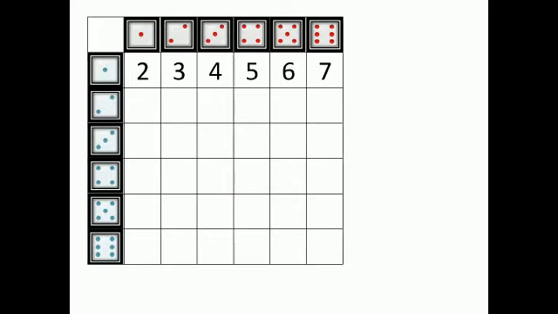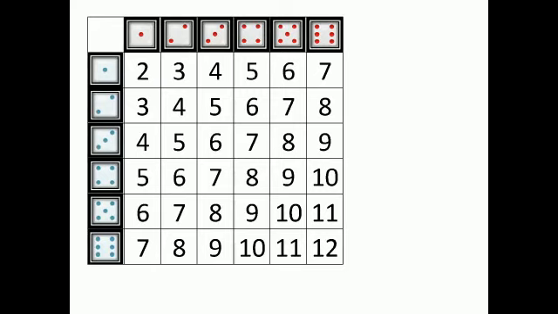1 plus 1 is 2, 2 plus 1 is 3, 3 plus 1 is 4, 4 plus 1 is 5, 5 plus 1 is 6. Then the last one, 6 dots are there, and you are adding it with the 1. So 6 and 1, you can write 7. This is the way you can complete all the boxes. You will get up to 12. There are 36 boxes. 6 red and 6 blue, 6 into 6, 36 is the total outcome.